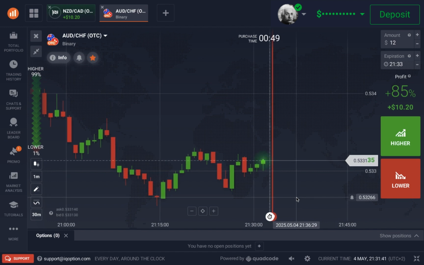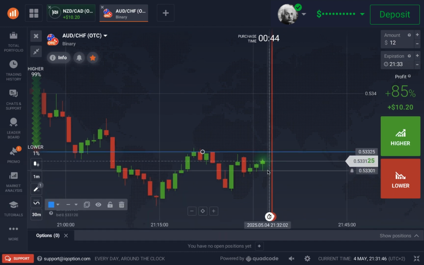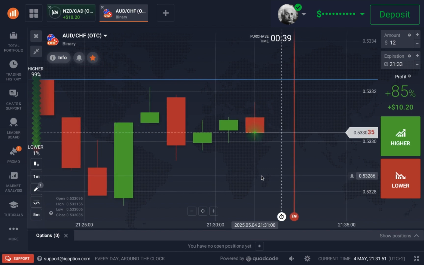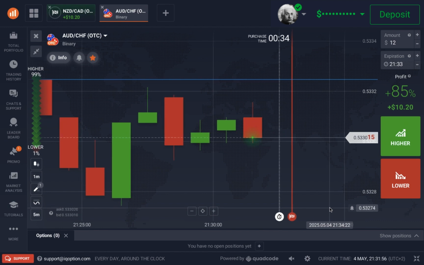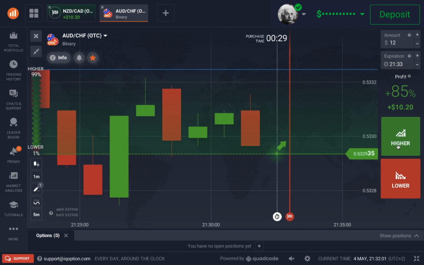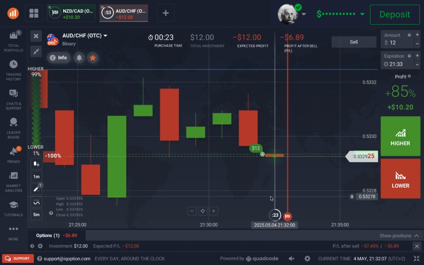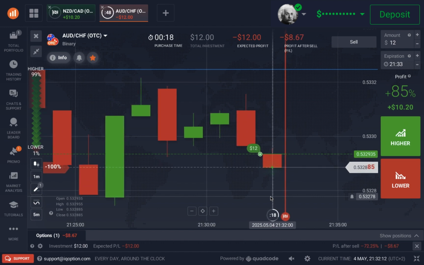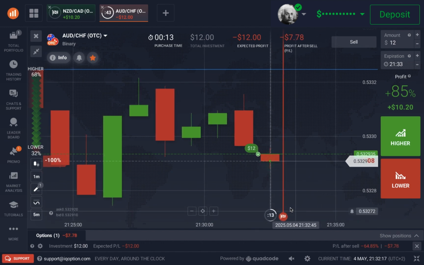Trend is downtrend and there is a level at this area, so let's see. Okay, I placed the higher option because it's a strong candle and a weak breakout of round number level. That's why I went for higher option. Okay.